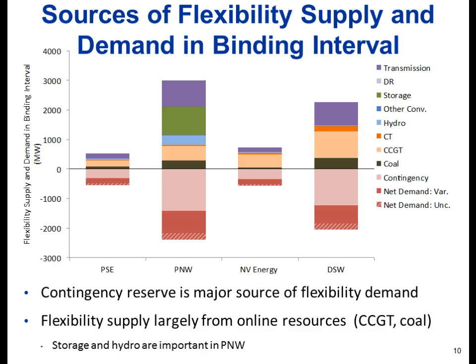In the Pacific Northwest, we see hydro in blue and pumped hydro storage in green are important contributors to flexibility supply. The combustion turbines, which are the darker orange, make more modest contributions since many are offline, and in our base assumptions, we assume that they can't start within that 15-minute time interval. So only those that are online and have some room to maneuver can contribute within this time interval.